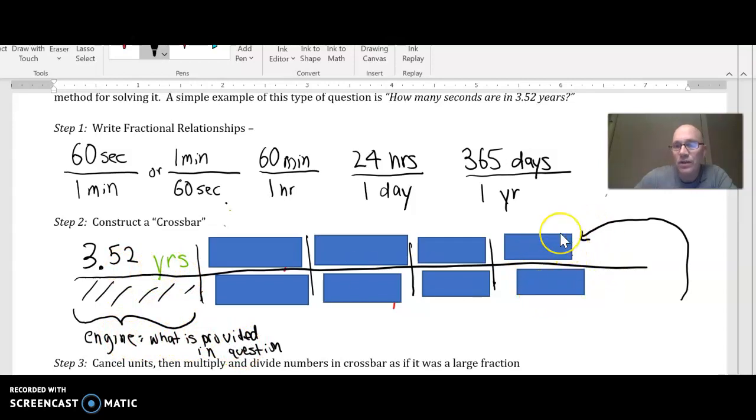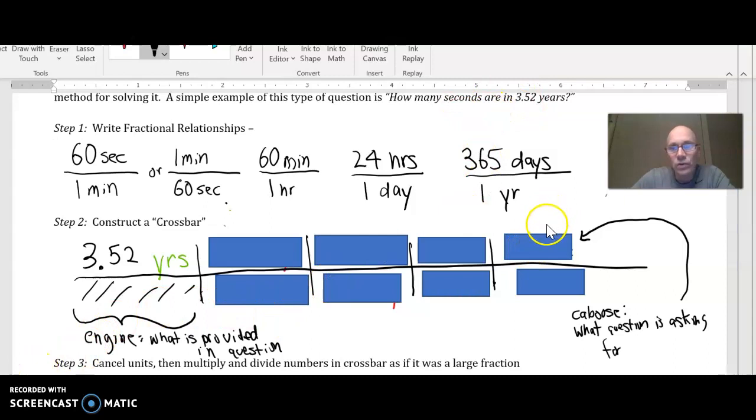The last part, the analogy, is I'm going to say that that's like the caboose. And what's going to be true about the caboose is that in the very top right of this, it's going to be what the question is asking for. If you look at the question, it's how many seconds. So that's going to be in the top right.